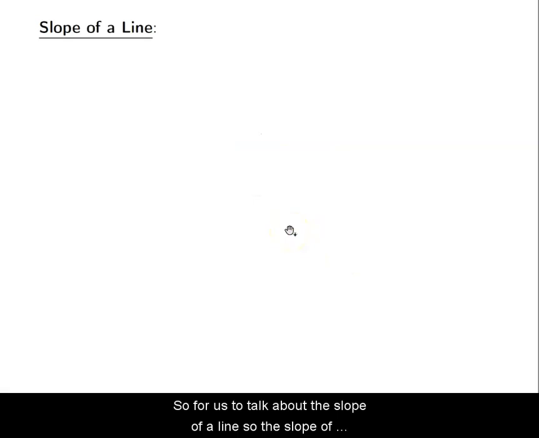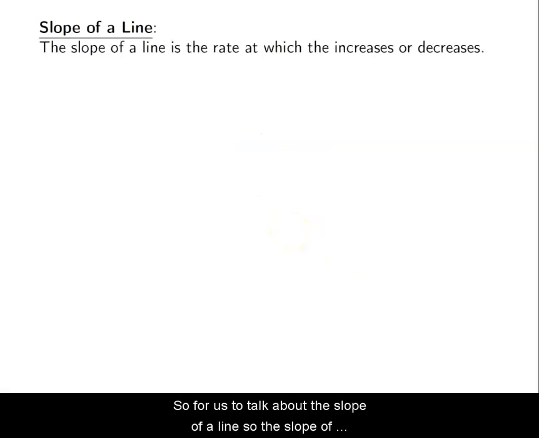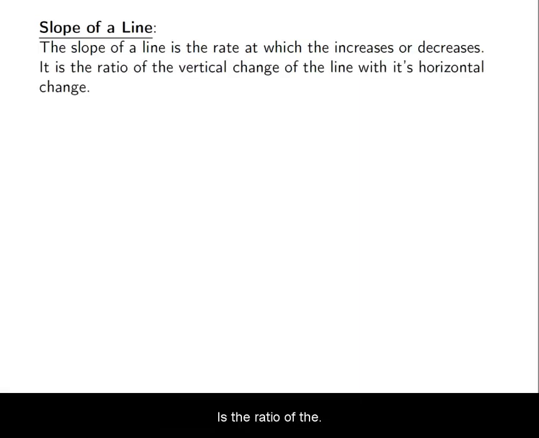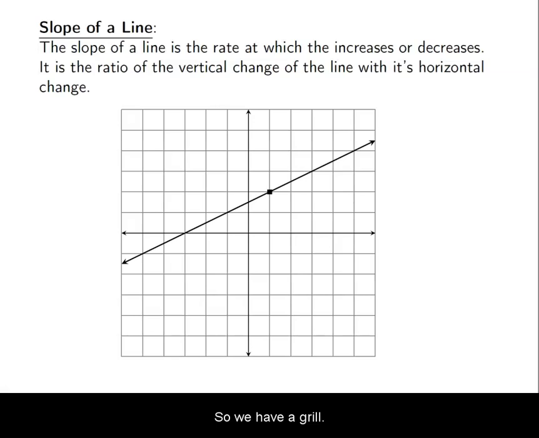So first let's talk about the slope of a line. The slope of a line is the rate at which the line either increases or decreases. It's the ratio of the change in the vertical movement with the change in the horizontal movement. So we have a grid. This is my line. I have some point on a grid. The slope is how much we move up or down as we move left or right.